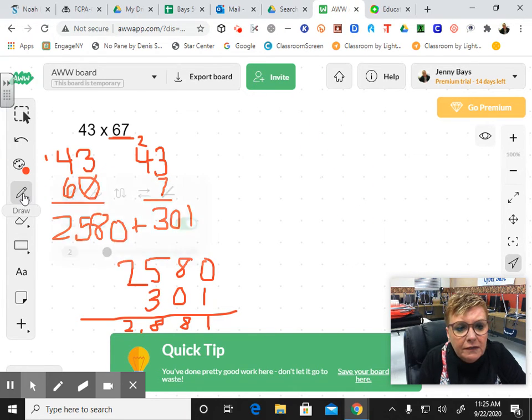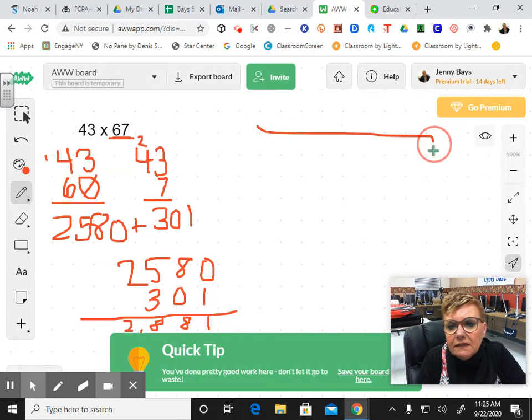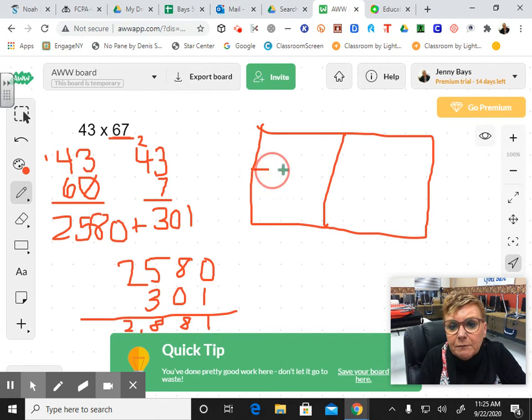Now, one other way, let me show you real quick. Some kids benefit from making place value boxes until they get the hang of it. So it's like an area model. I've got two-digit numbers, so I'm going to break both numbers apart. 43 would be 40 and 3. 67 would be 60 and 7.